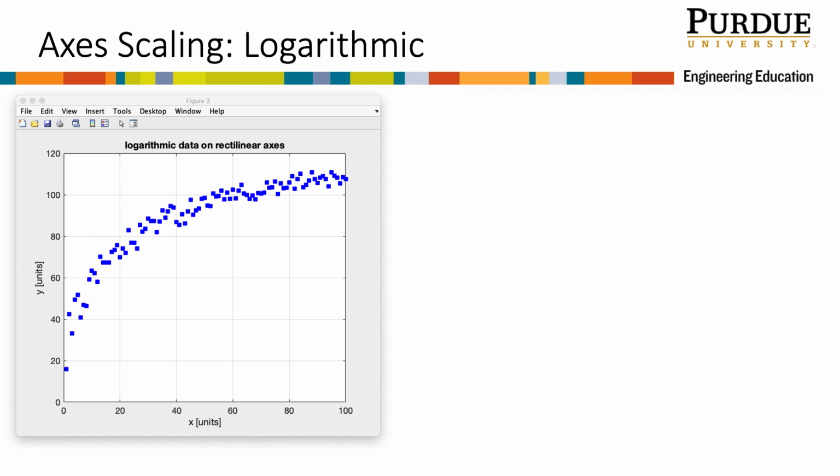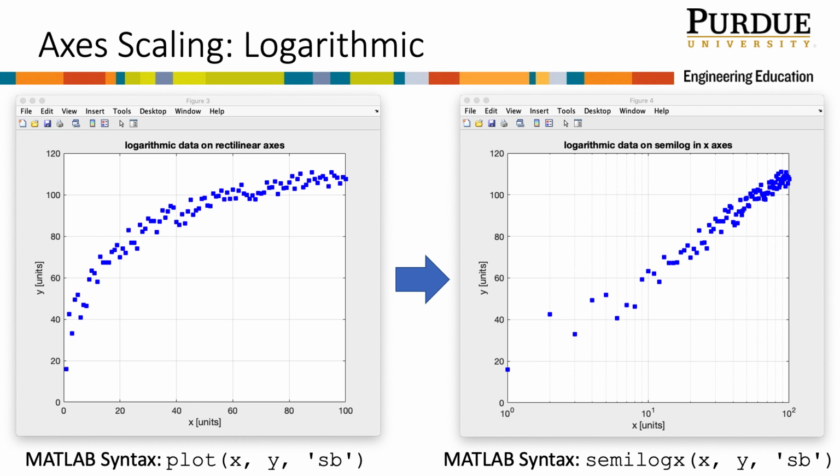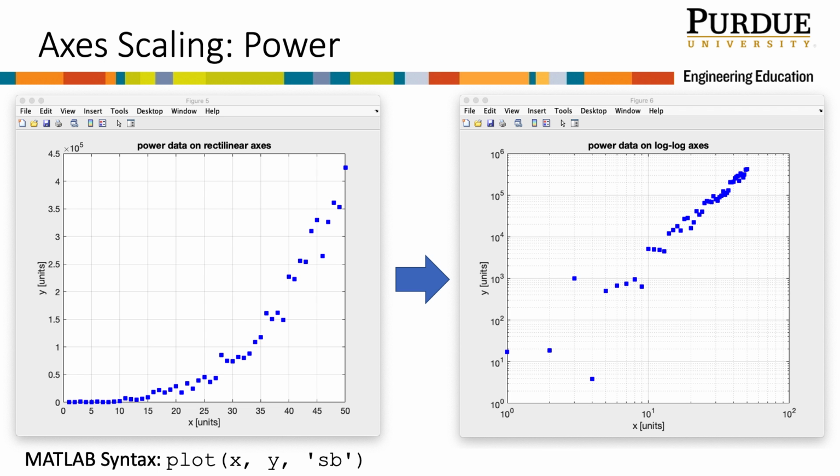Looking at the graph here, these data are logarithmic on rectilinear scales. If we use axis scaling on the x-axis to be a logarithmic scale, we get the plot on the right. Again, the left graph uses MATLAB syntax plot, but the right plot uses the MATLAB syntax semilogx. In power relationships, we can also see these using rectilinear scales, using the plot command. But if we use log scales on both axes, we get something that appears linear. To produce this graph, we use the MATLAB syntax loglog.